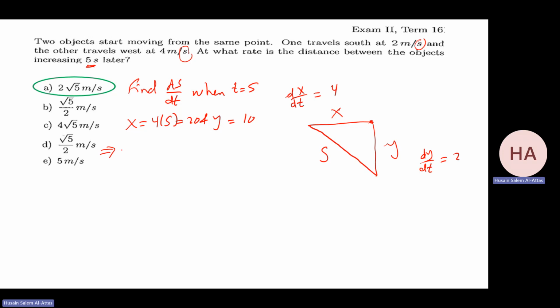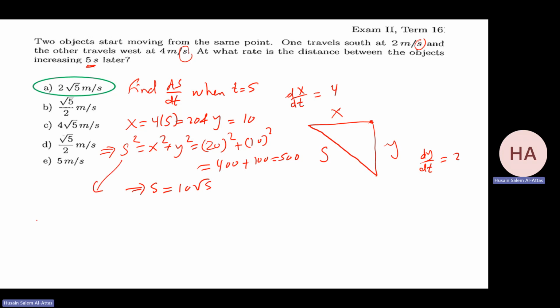That implies I have s squared is x squared plus y squared, and that is 100 plus 200, which is 300. That implies s is 10 square root of 3. No, wait a minute. Why 100? Where does 100 come from? x is 20, y equals 10. Yes, 20 squared plus 10 squared. That will be 400 plus 100, which is 500. So s will be the square root of 500, which is 10 square root of 5.